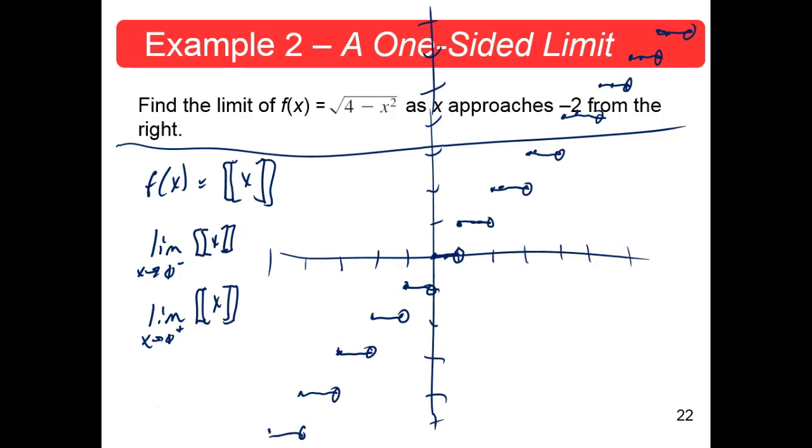Okay. So, the limit as x approaches 0 from the left-hand side of the greatest integer of x. X is approaching 0 from the left-hand side. What's its limit?